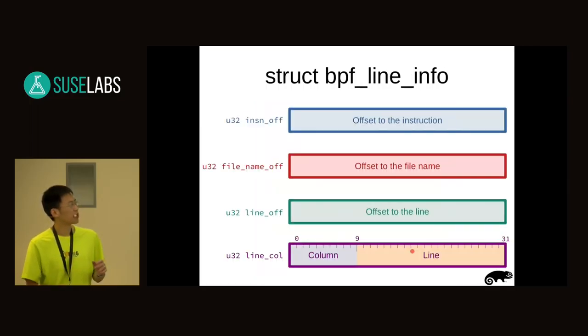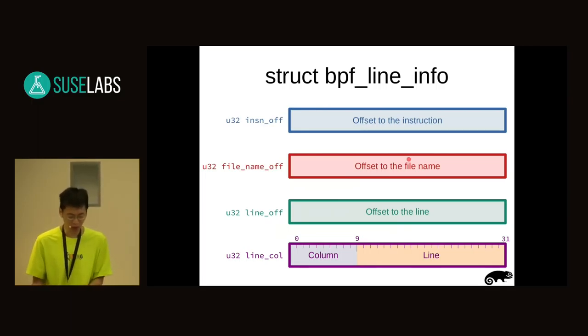Inside the BPF line info, it is more complex compared to the function info, because it contains the instruction corresponding to the source code. First of all, you need an offset to the instruction, so you know which instruction this info refers to. Second is the file name info. You can store the file name inside the BTF string section, and that's the information you can refer to. So you will know where this instruction comes from, the source code name, so you can check which source code you should look at.